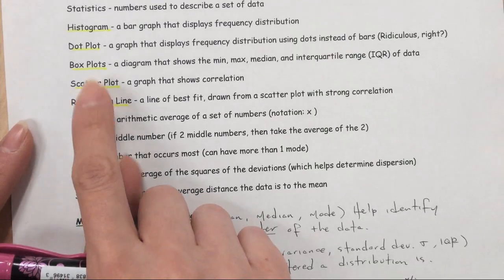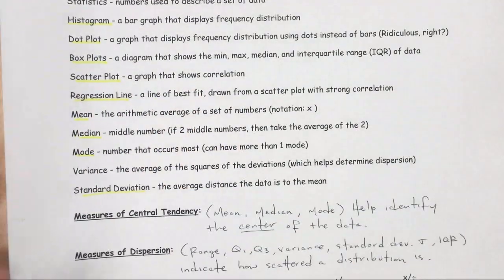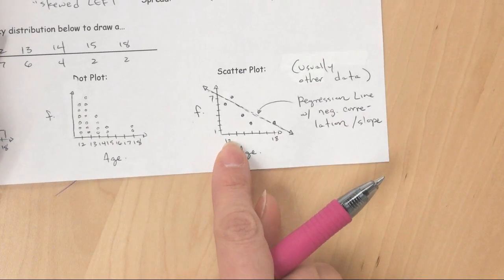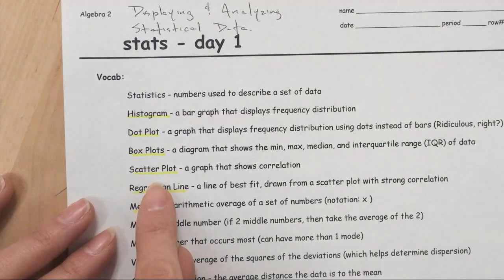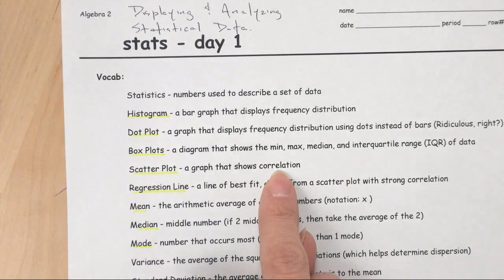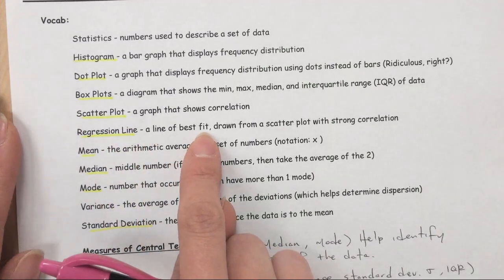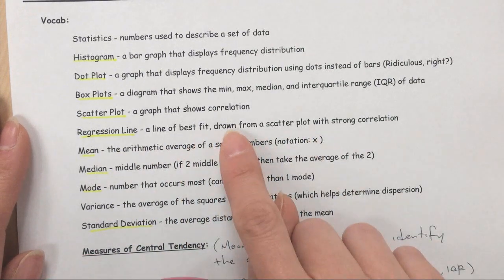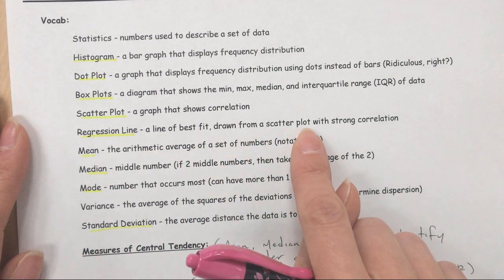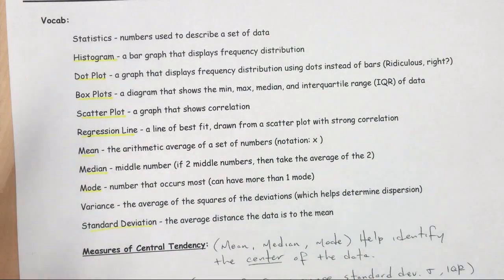A scatter plot is a graph that shows correlation. So something like this would be a scatter plot. And sometimes it shows that there's no correlation, okay? A regression line is a line of best fit. That's what we usually call it. It's drawn using a scatter plot that has some sort of strong correlation.